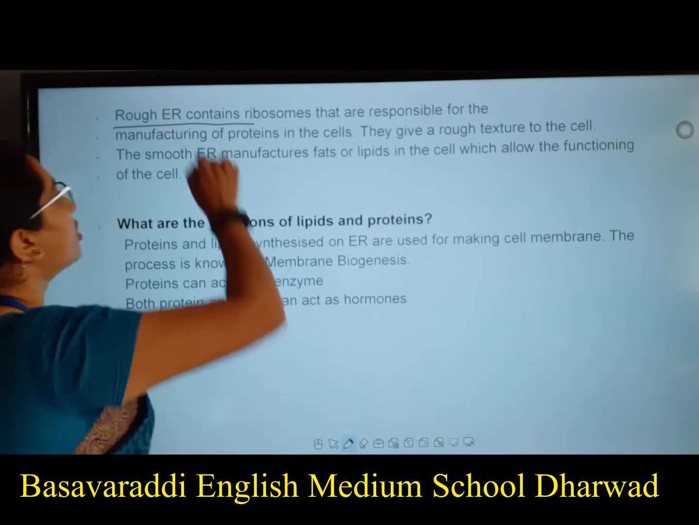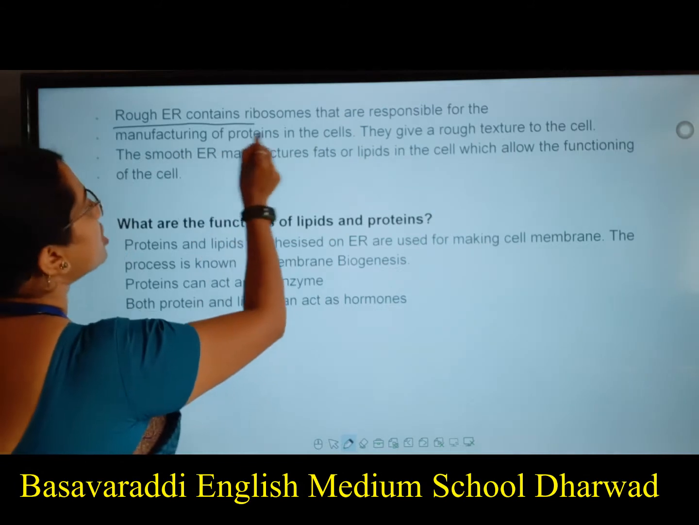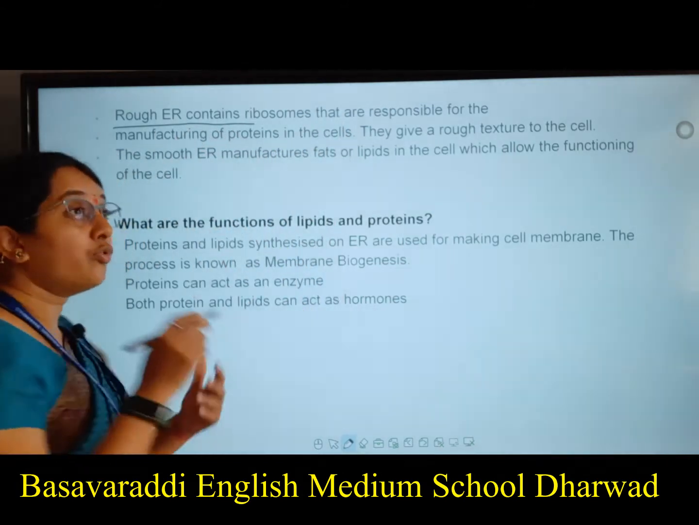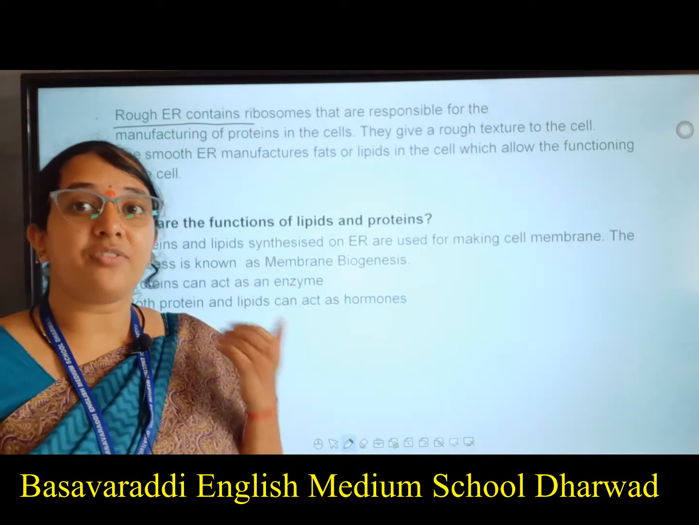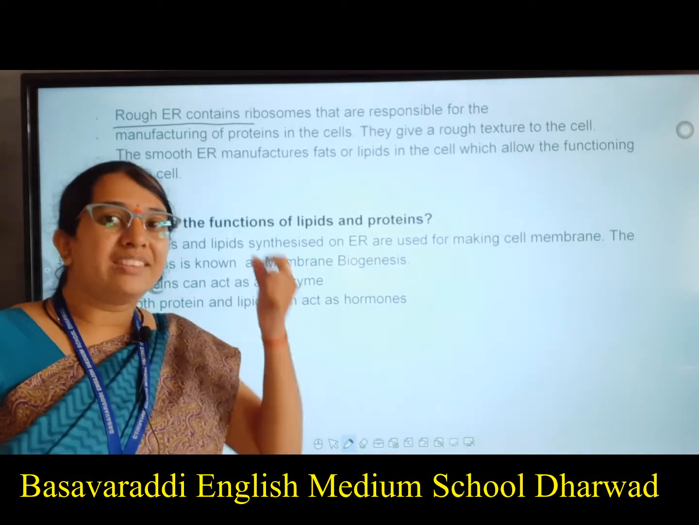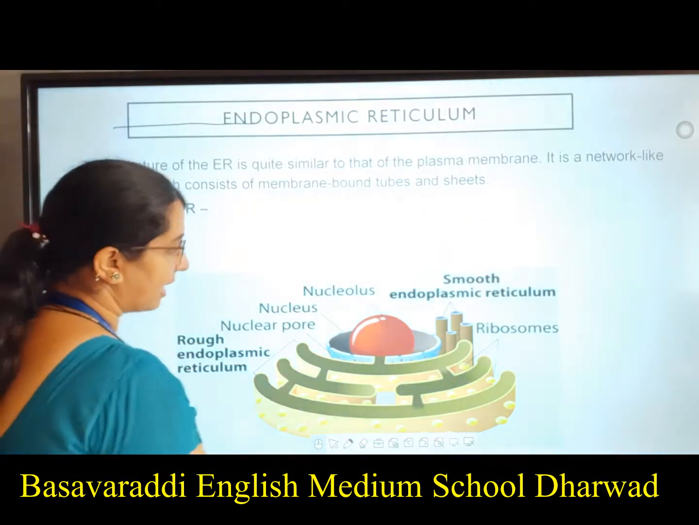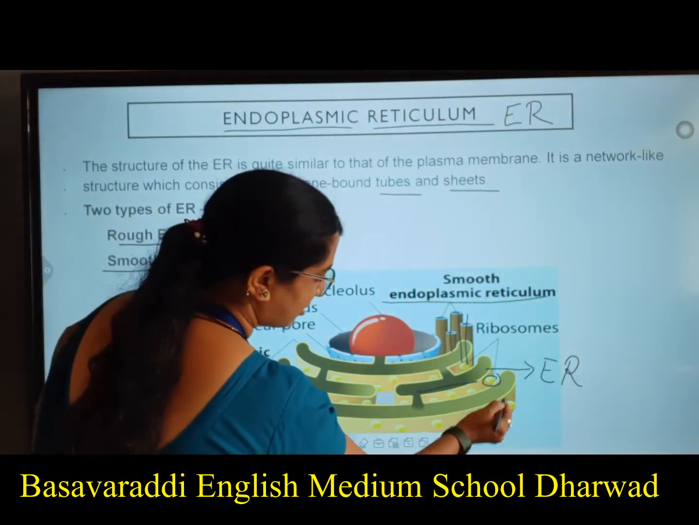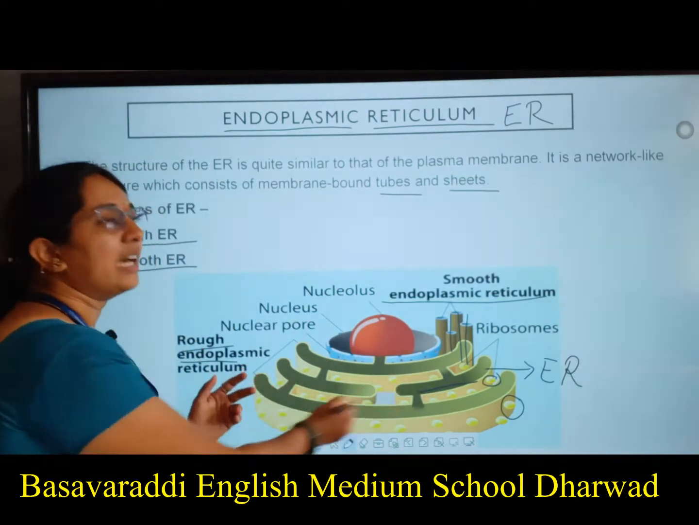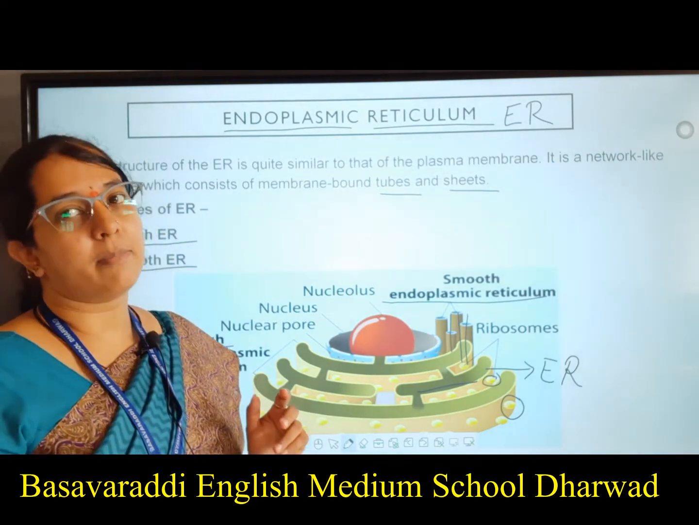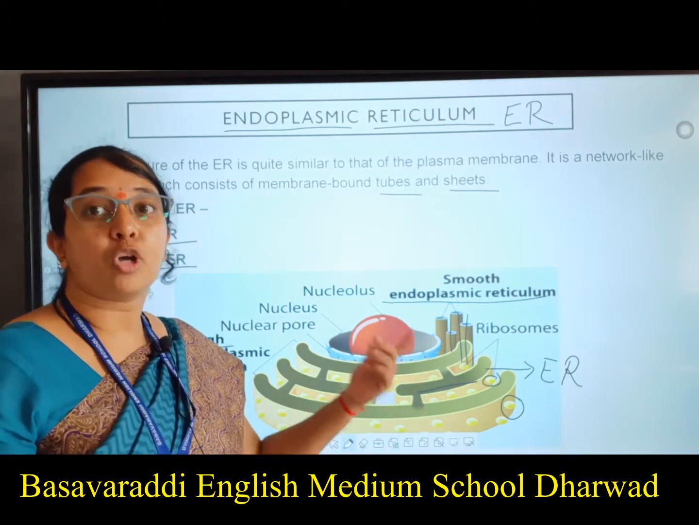We call it rough endoplasmic reticulum because it contains ribosomes that are responsible for the manufacturing of proteins in the cell. Yes, they have the ribosomes. You are able to see? These are ribosomes, situated on the endoplasmic membrane. That's why we call it rough endoplasmic reticulum, because they have the ribosomes.